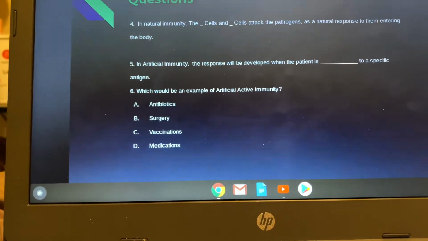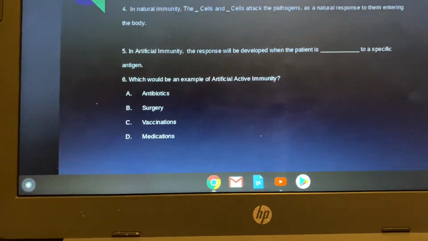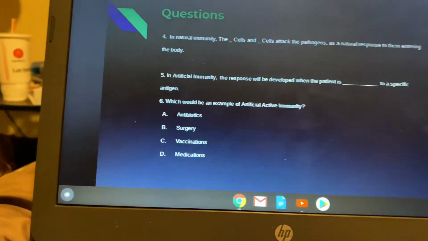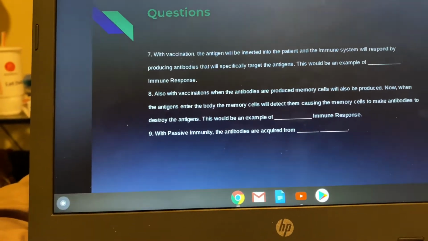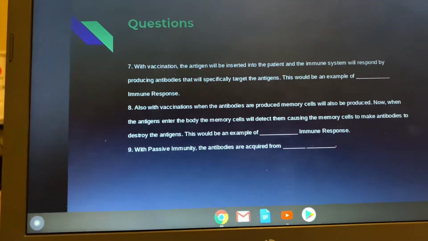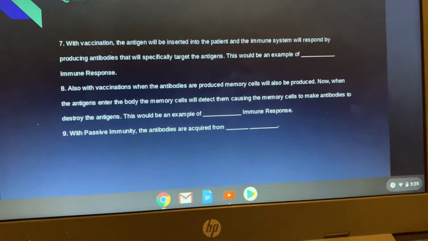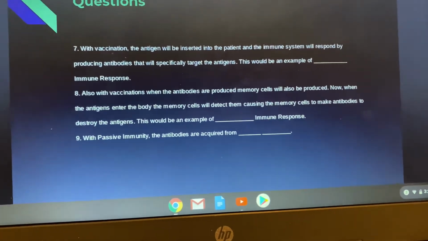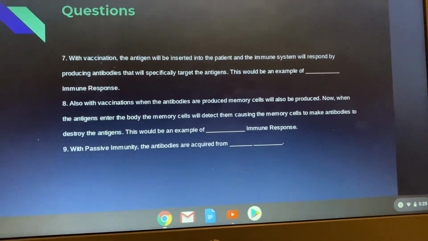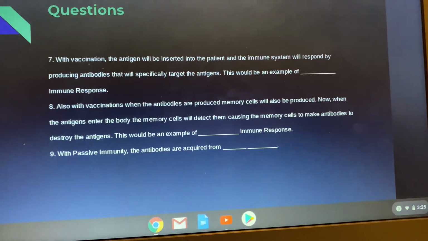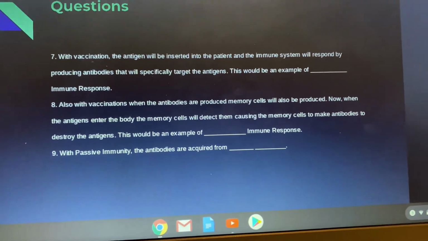which would be an example of artificial active immunity. That would be vaccinations, because as you can see, in the last videos. With vaccinations, the antigens will be inserted into the patient and the immune system will respond by producing antibodies that will specifically target the antigens. This will be an example of primary immune response.